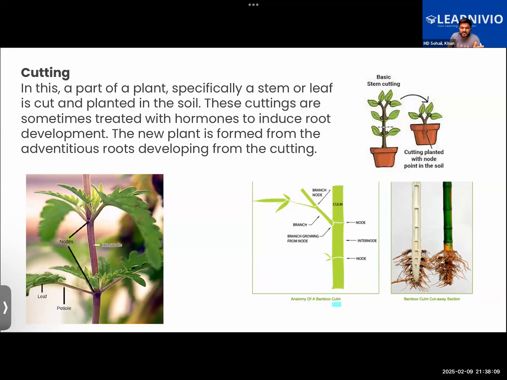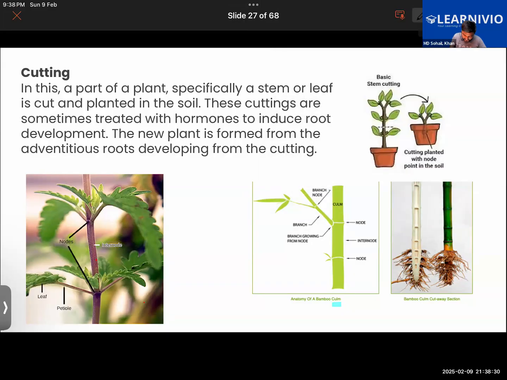There are many plants that are grown by the cutting method. For example, sugar cane, grapes, roses. So stem cuttings of these plants can be used to grow a new plant. Just to name some of them, we have examples of sugar cane, roses, and the grapes are also grown in this manner.